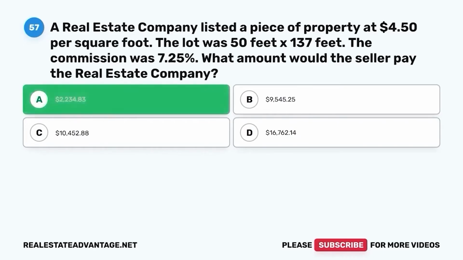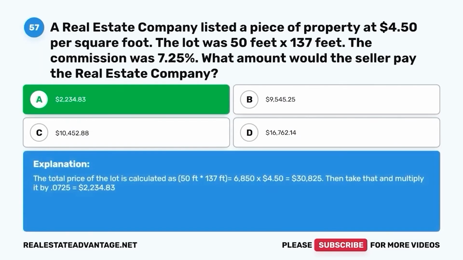$16,762.14. The correct answer is A. $2,234.83. The total price of the lot is calculated as 50 feet times 137 feet equals $6,850 times $4.50 equals $30,825. Then take that and multiply it by 0.0725 equals $2,234.83.